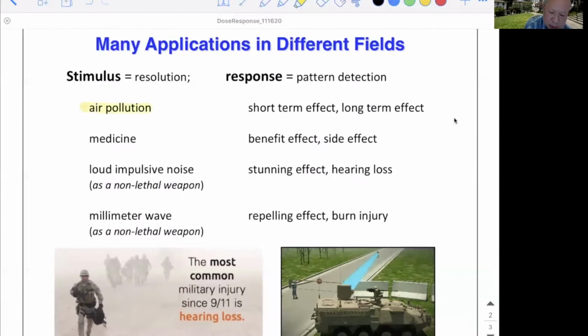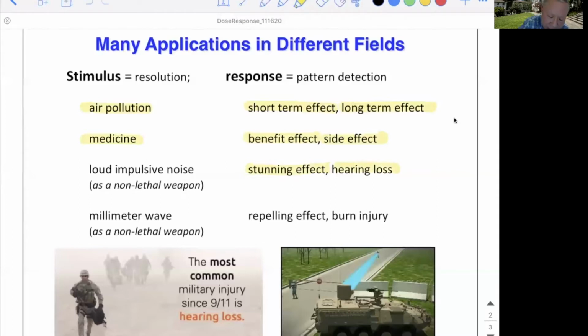Air pollution has a short-term effect and a long-term effect. Both are bad. For medicine, it has a benefit effect, that's what we want, and the side effect, that's what we want to avoid. If we use a loud, impulsive noise as a non-lethal weapon, that is very helpful in resolving, for example, a hostage situation. It has the stunning effect, that is what we want, and it may cause hearing loss injury to the hostages and the police personnel. That is what we want to avoid.